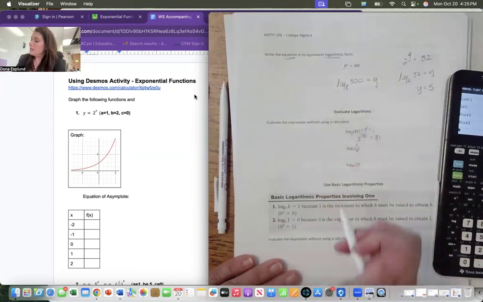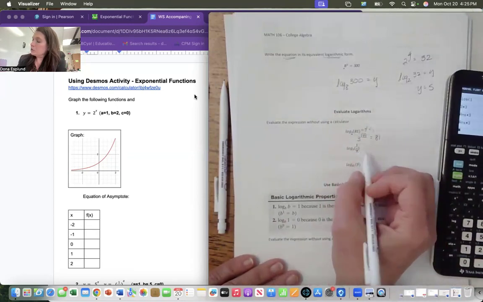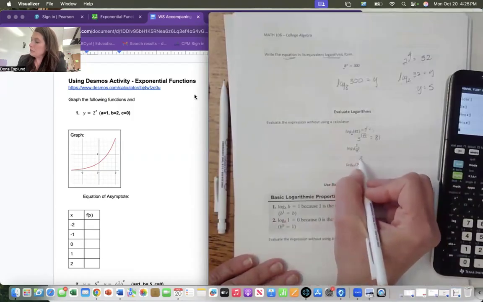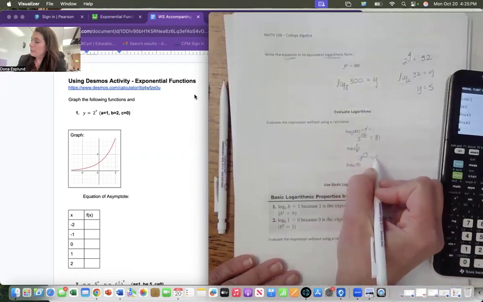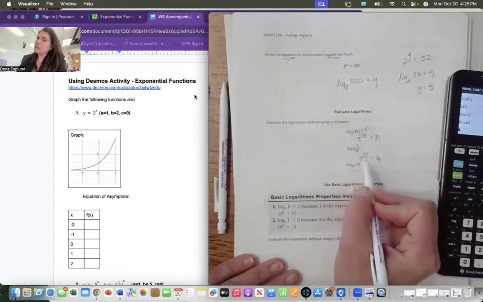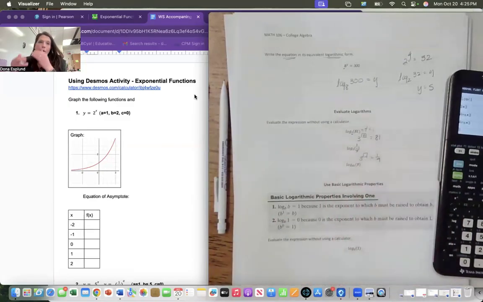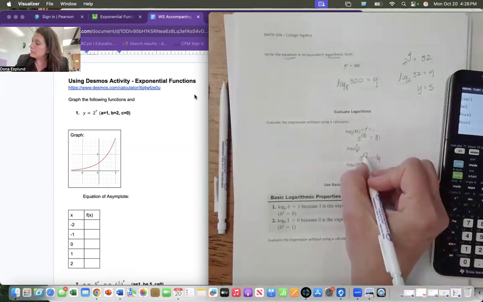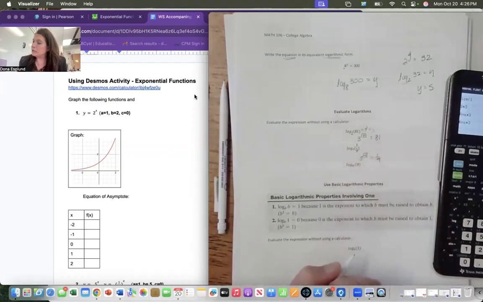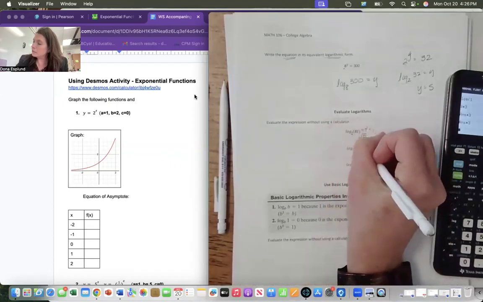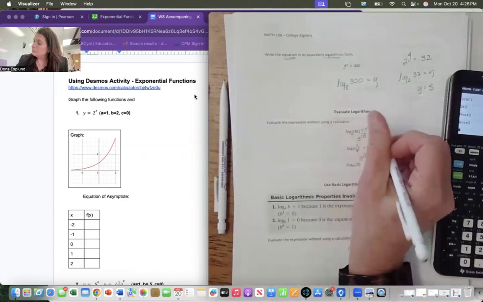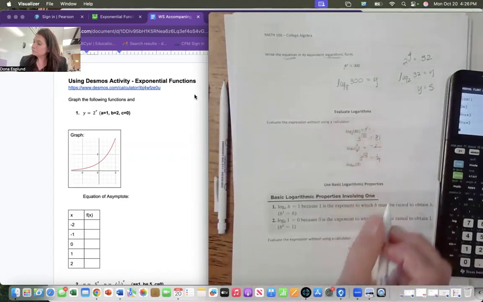Now, when it is going to be 1/9, what you're asking yourself again is 3 to what power is going to equal 1/9? Well, in this case, I know 3 squared is 9, but how do I get it on the bottom of my fraction? Well, remember, that's got to be a negative number. So in this case, 3 to the negative 2 power is going to equal 1/9. And so this is going to equal negative 2.